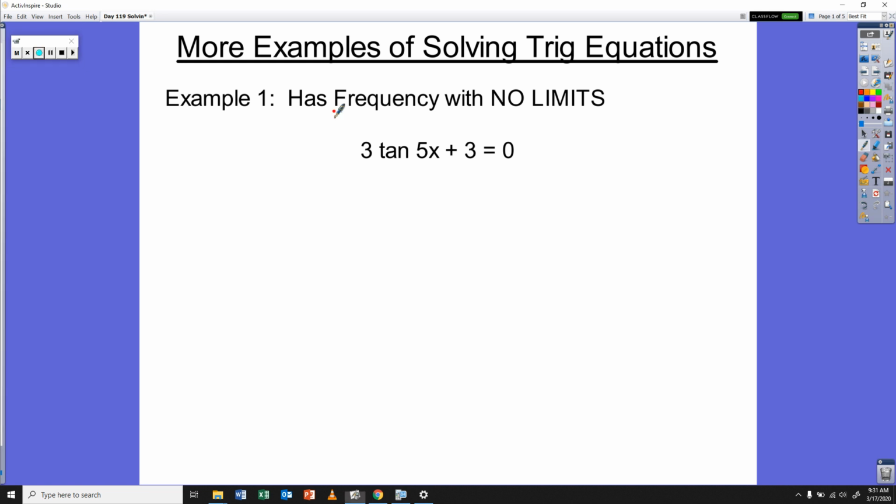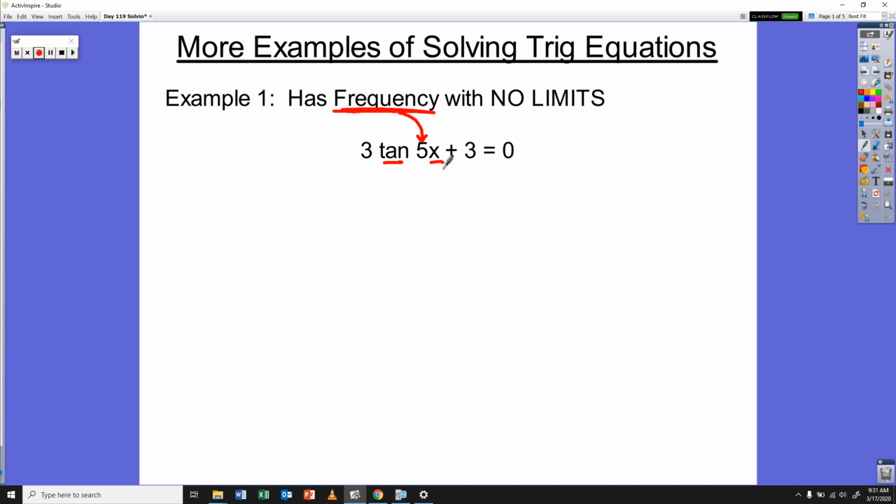The first problem that we're going to take a look at is a problem that has frequency. Now remember, frequency is this number right here that's showing up in between your trig function and the x. And right now we have no way of getting that 5 out of there. Dividing by 5 will not help you get rid of this.